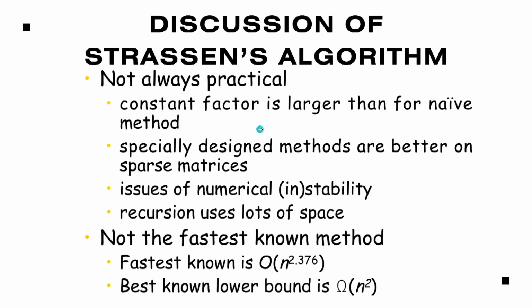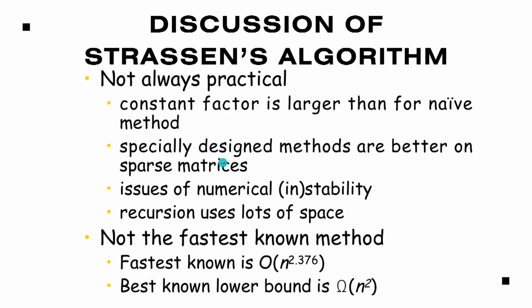These are some of the things that we need to know, that Strassen's algorithm is not always practical. The constant factor is larger than that of the naive method, that is, the scalar operations are more than what we do for conventional matrix multiplication. And specially designed methods are better than this for sparse matrices.